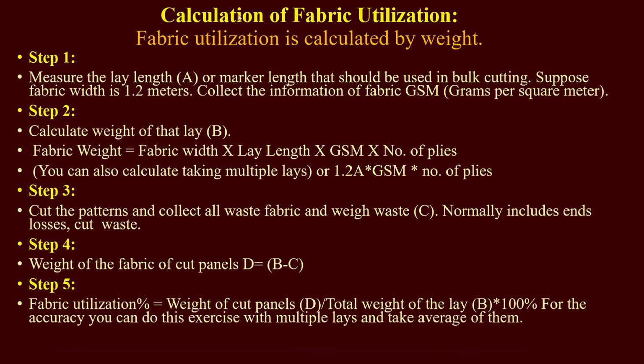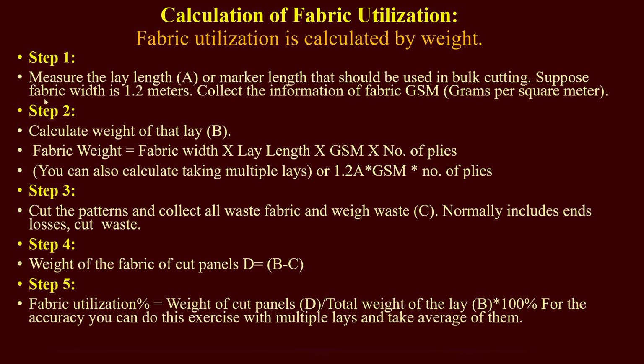What steps are involved for utilization of fabric in garments manufacturing? First step is to measure the lay length or marker length that should be used in bulk cutting. Suppose fabric width is 1.2 meter. Collect the information of fabric GSM, grams per square meter. These are the steps, and we will also give an example of how to calculate fabric utilization.